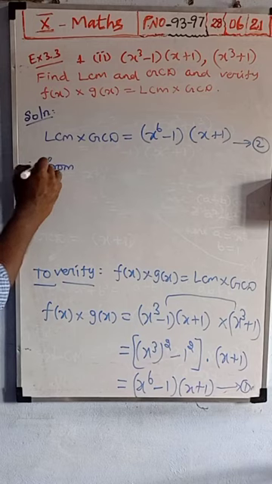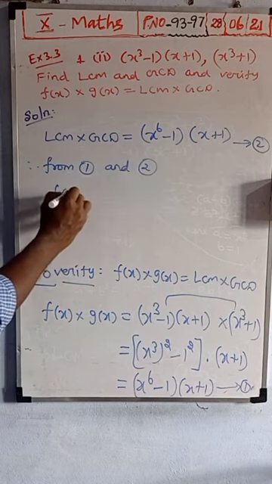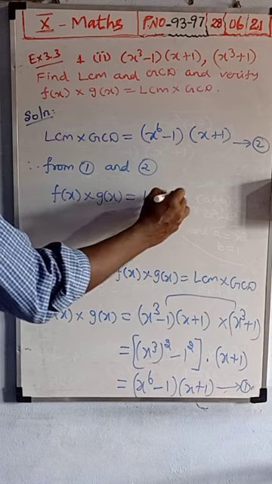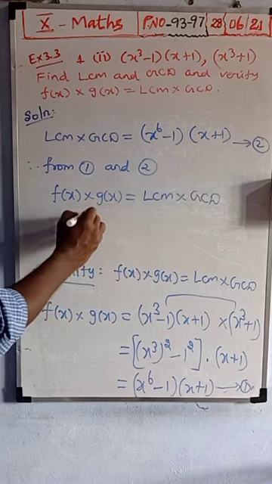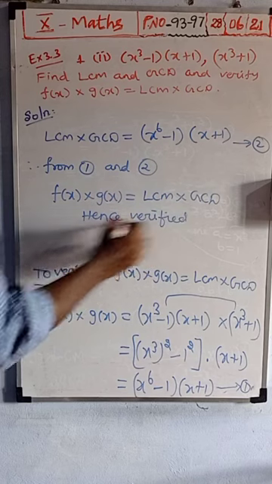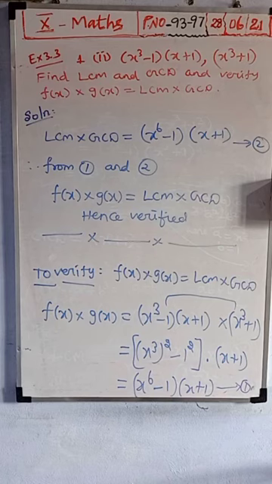Therefore, from 1 and 2, the product of the two expressions f of x into g of x is equal to the product of LCM into GCD. These two came out equal, therefore hence verified. This is what we wanted to verify. So see how to find it: first choose the given expressions f of x and g of x, then find the factors of f of x, then the factors of g of x, then f of x.